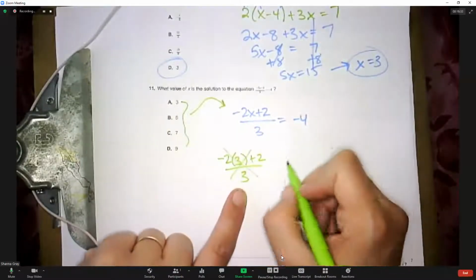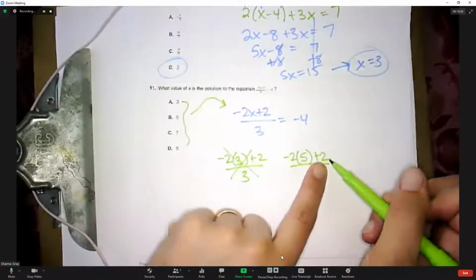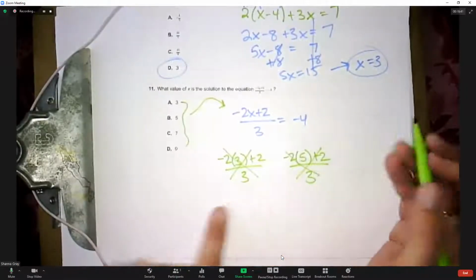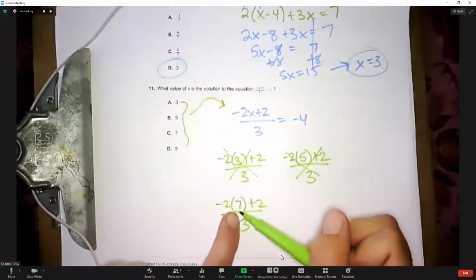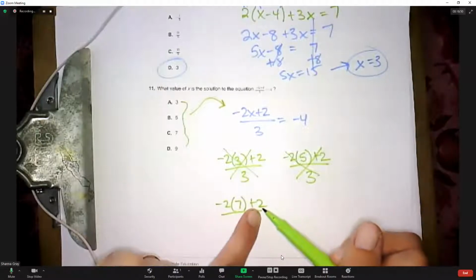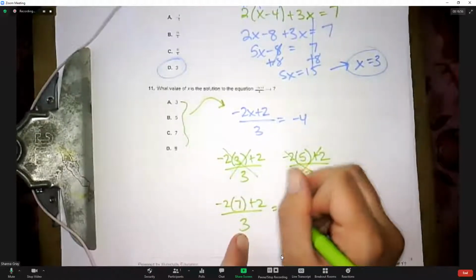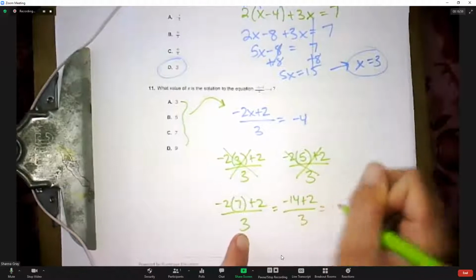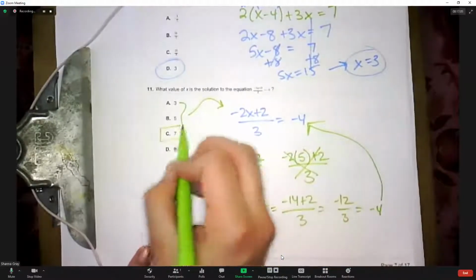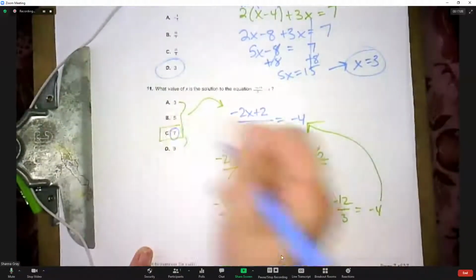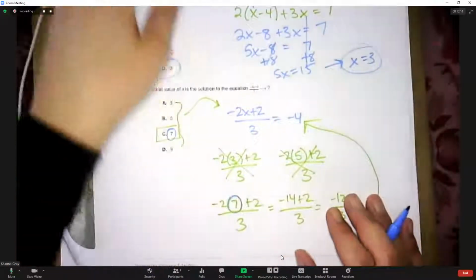So that doesn't work. If I do -2 times 5 plus 2 divided by 3, so that's -10 plus 2, which is 8 divided by 3. So that doesn't work. -2 times 7 plus 2 divided by 3. So -14 plus 2 is -12. And then -12 divided by 3 is -4. So if I simplify this, it equals -4, which is what it's supposed to equal. So that means that when I plug in the 7 here, that's what gives me the right answer. I don't even have to check this, although I could check it if I wanted to, just to convince myself, I guess.